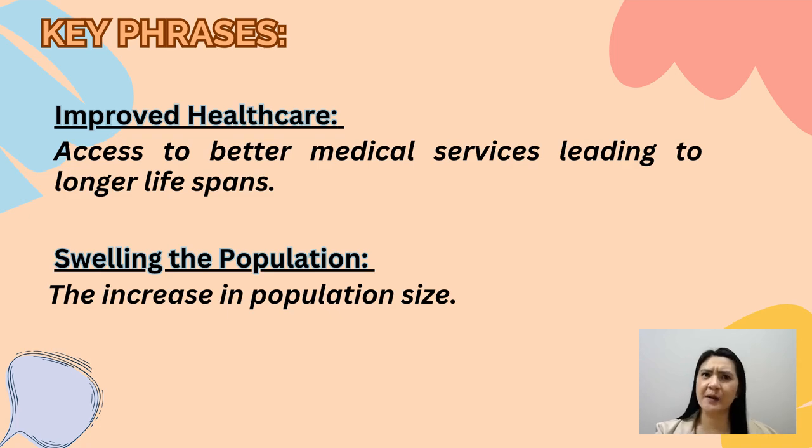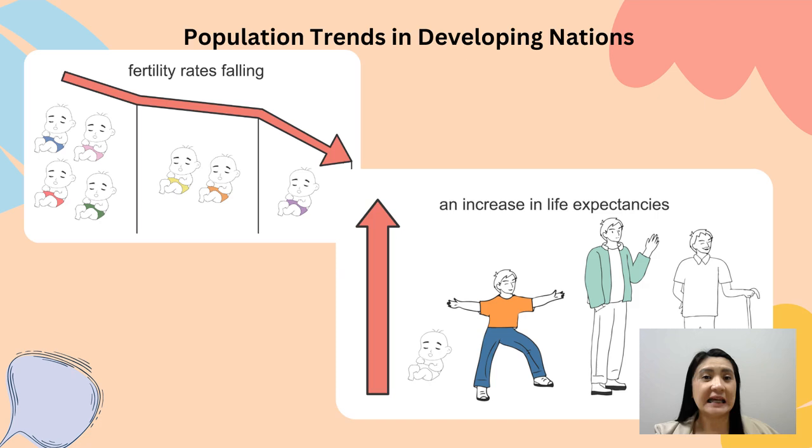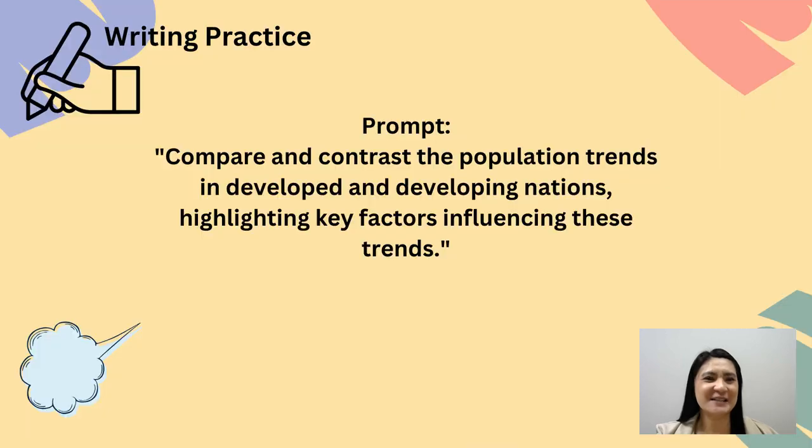Now let's go to writing tip number 2. When you write about this in your exam, you could write, in developing nations, improved healthcare and longer life expectancy are key factors in rising population numbers. Do you agree? Yes. All right, and let's move to writing practice.